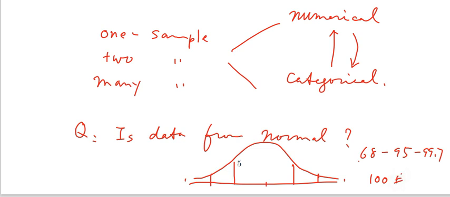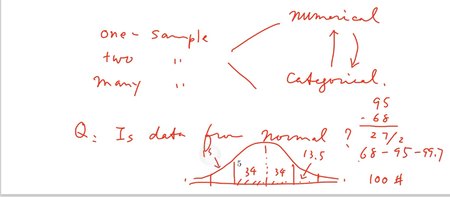Then we can split them into categories. Half of 68 should be 34 numbers on each side, right? From there to there, 95 minus 68 equals 27, so half of that is 13.5 numbers on each side. And outside only 2.5 numbers on each side, right?